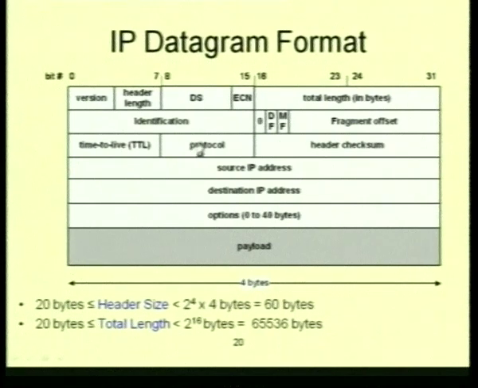Time to live field, protocol field, header checksum, then of course we have the source IP address, destination IP address, which specifies the address, the options, which is followed by the payload. Now let us come to an understanding of why we really have to worry about this fragmentation and fragment offset and so on. That basically has to do with the maximum transmission unit as defined for any network.